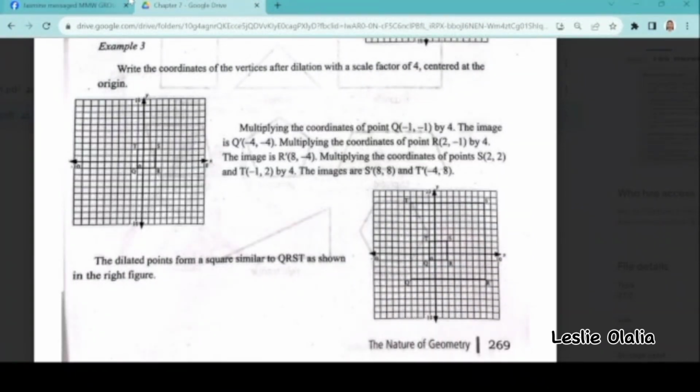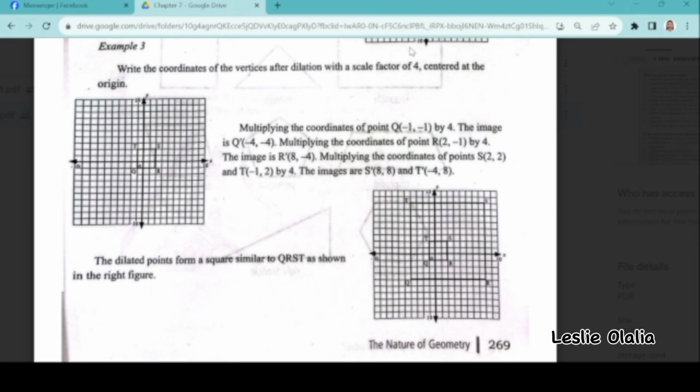Now, we have here another example. Write the coordinates of the vertices after dilation with a scale factor of 4 centered at the origin. Ngayon, since ang ating scale factor is 4, ang ating dilation is enlargement. Bakit? Kasi it is higher than 1. Ito yung ating coordinate point.